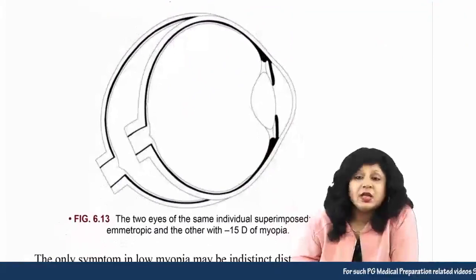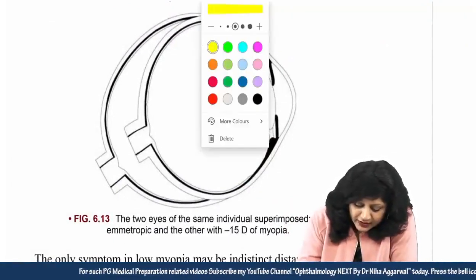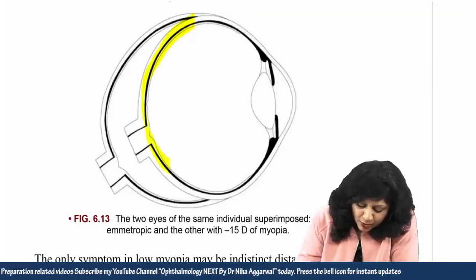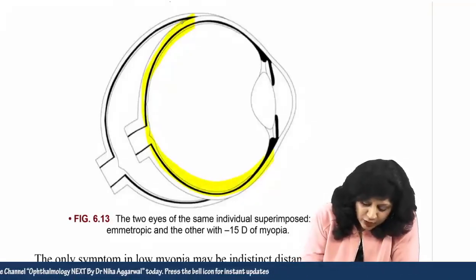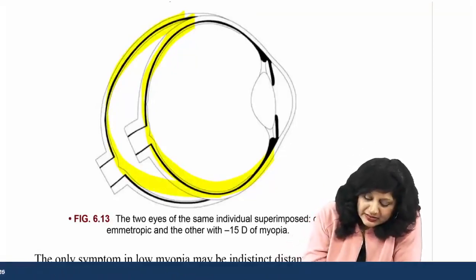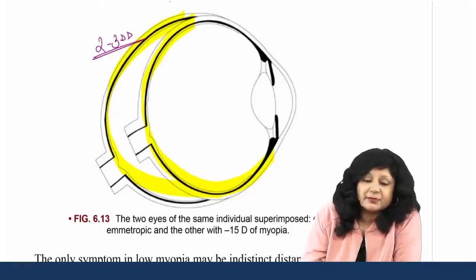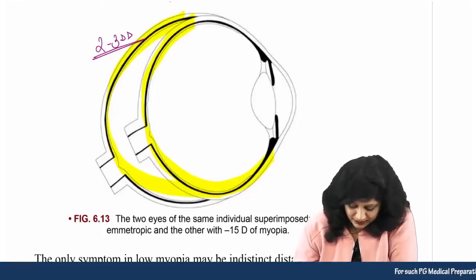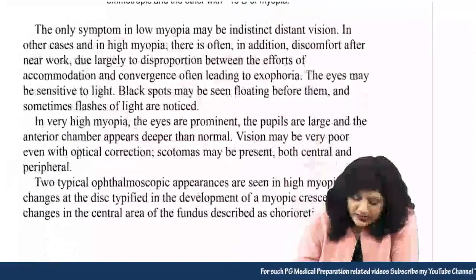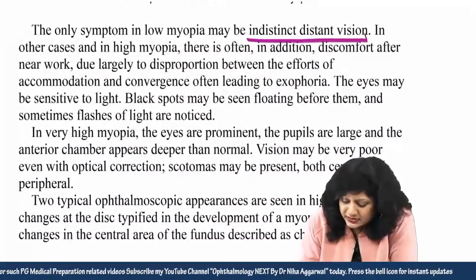See, they have shown you a good diagram also. This is the one. If you look here, this is your original eyeball, and when you have a posterior staphyloma, it is going like this. So they are forming a crescentic shadow, and this crescentic shadow is about 2 to 3 disc diameters. Alright. The only symptom in low myopia may be in distant vision.